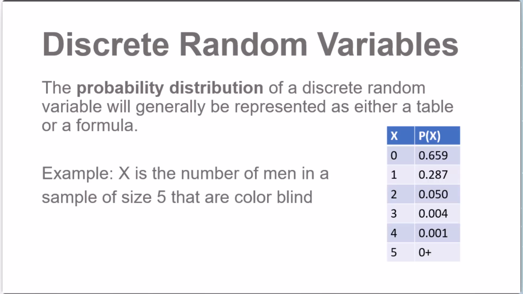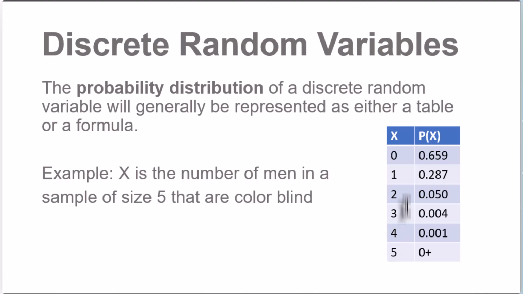So here's an example. My example random variable here is the number of men in a sample of size 5 that are colorblind. So if I look at a group of 5 men, they could all be colorblind. There might be 5 colorblind men. There may be 2 out of the 5 colorblind. Maybe none are. So the possible values of X are everywhere between 0 and 5, but this does have to be a whole number because it's a count.